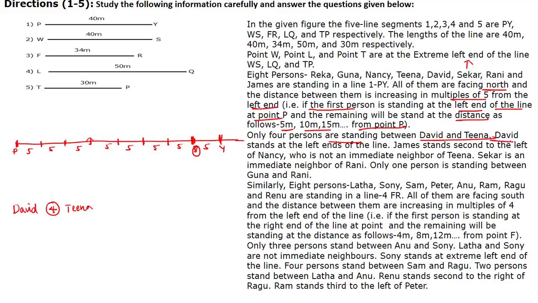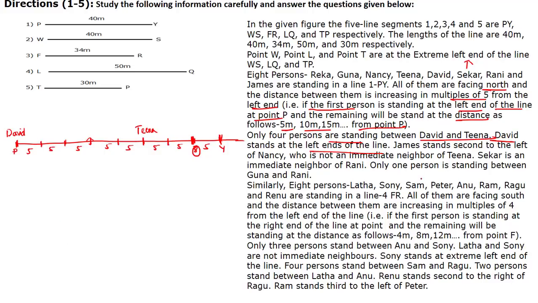The next one is, David stands at the left end of the line. So David is standing at the left end of the line. So this is the left end. Therefore David would be standing here. Between David and Tina there is a gap of 4 persons. David is here. 1, 2, 3, 4. So Tina has to be at this particular place. Alright, let me rub this because this is not required.